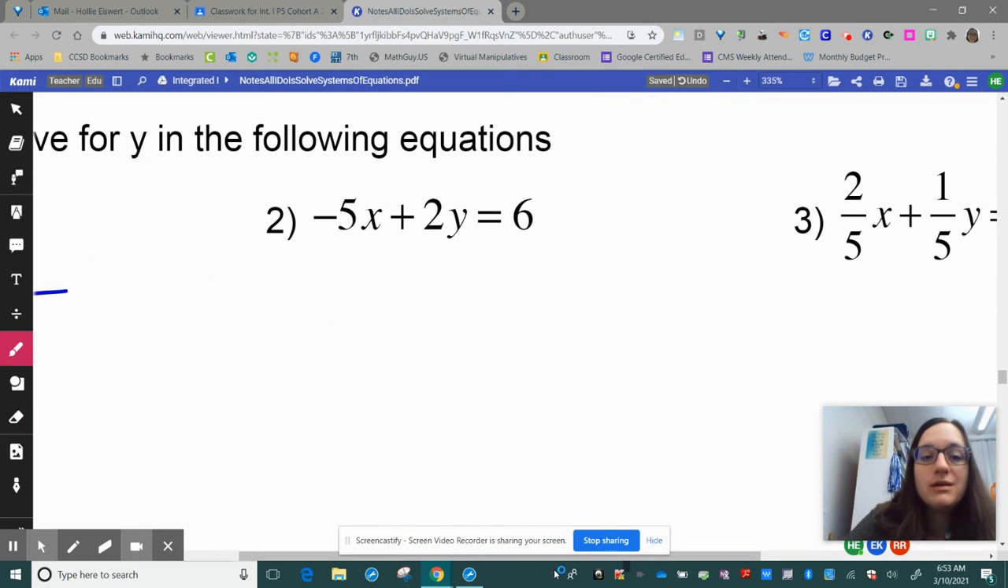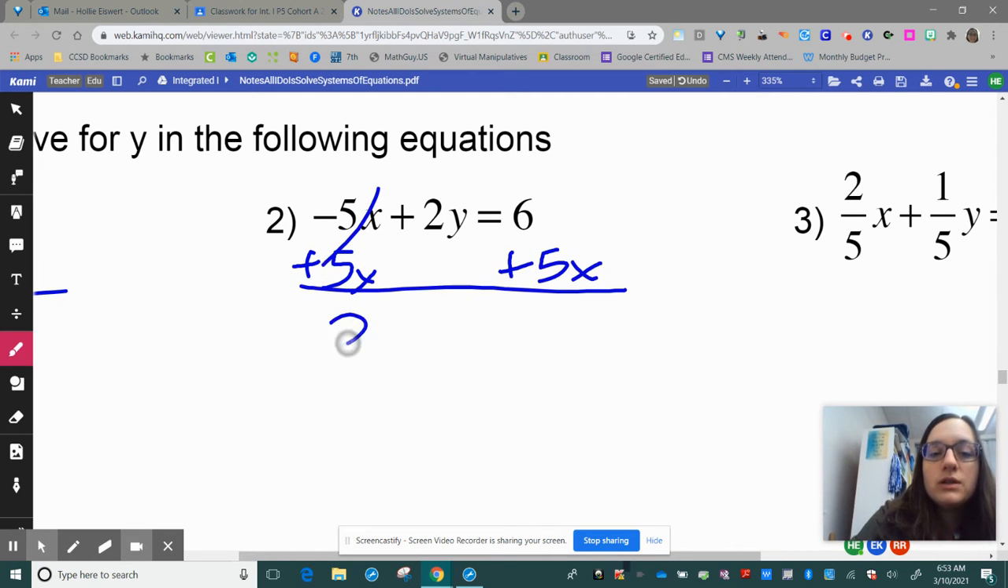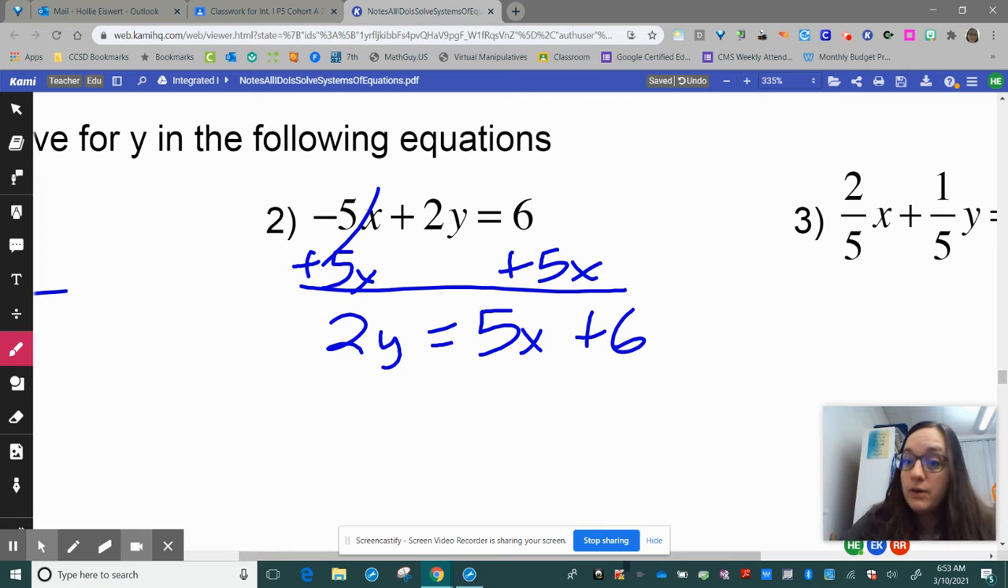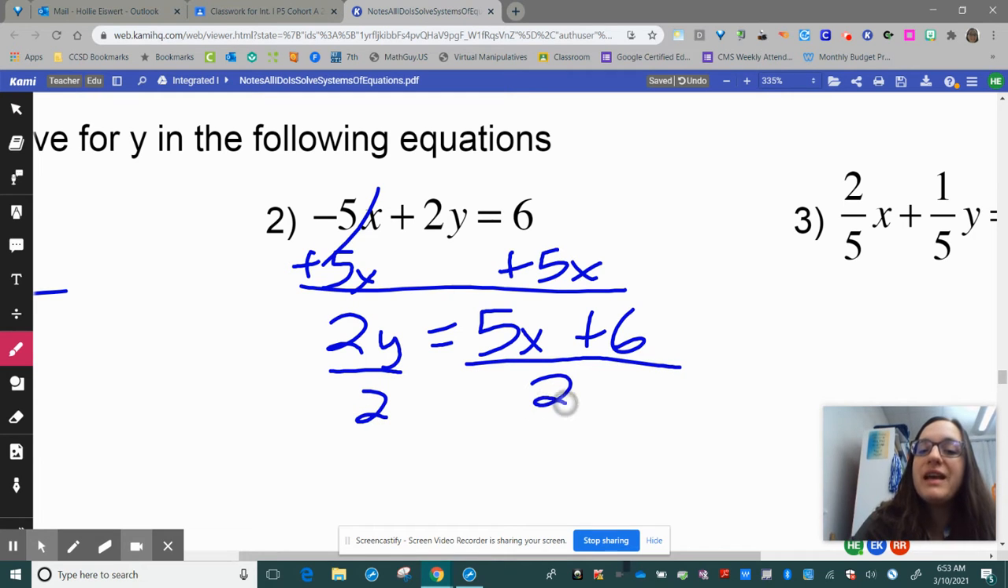Same thing here. We start the same exact way. We're going to add 5x to both sides. We're just moving that term to the other side of the equal sign. So we have 2y is equal to 5x plus 6. From here, since the 2 is being multiplied by y, we're going to divide both sides by 2. When we divide both sides by 2, we're going to divide every term by 2. It's like distributive property, but with division.